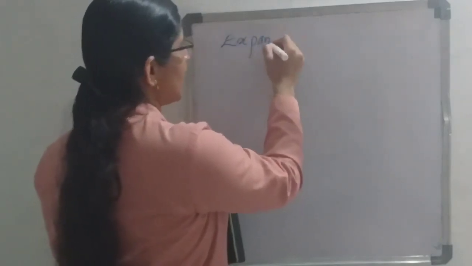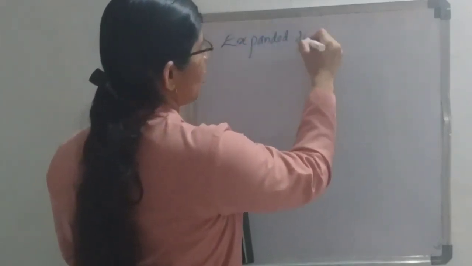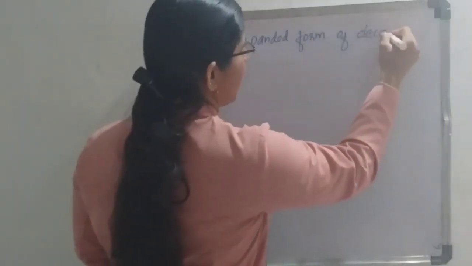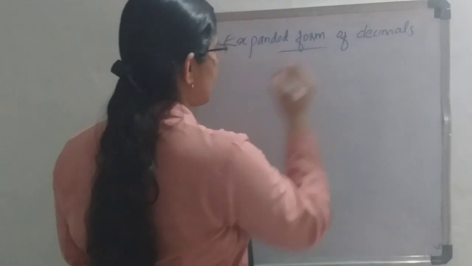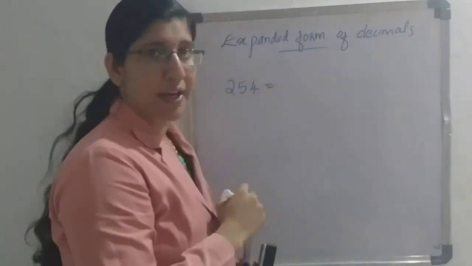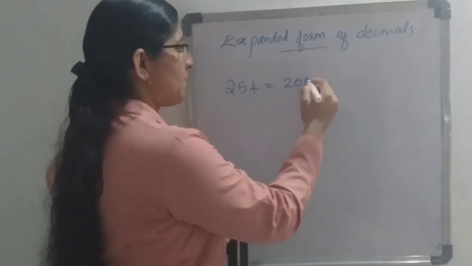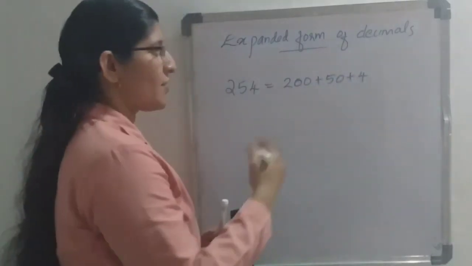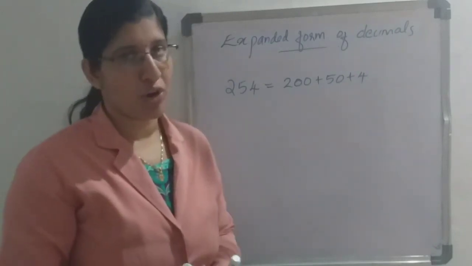Today we are going to study the new topic, that is expanded form of decimals. We already studied the expanded form of normal numbers. Do you remember that? For example, suppose it is 254. How will you write the expanded form? It is 200 plus 50 plus 4. This is a way of writing expanded form of a normal number.